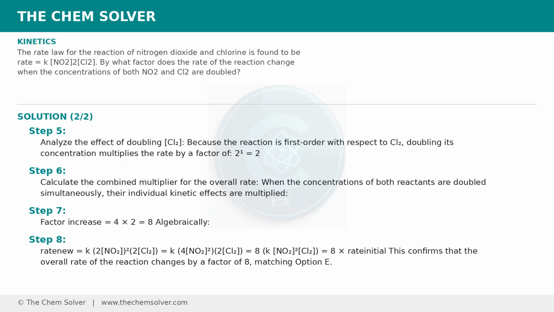Analyze the effect of doubling Cl2. Because the reaction is first order with respect to Cl2, doubling its concentration multiplies the rate by a factor of 2 to the power 1, which is equal to 2.